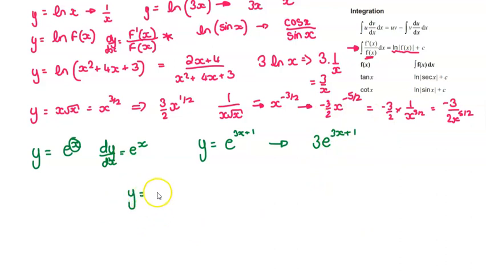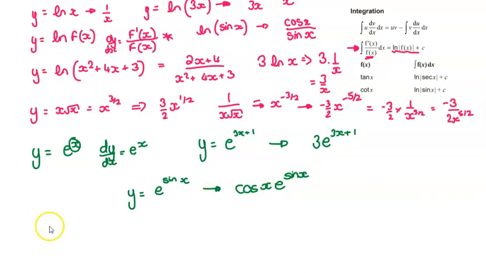So what about if you had y equals e to the sine x? Well, it's exactly the same. You differentiate that power and that would give you cos x, and then your e would stay the same with the power the same. So you get cos x e to the sine x. Not very nice, but it's true.